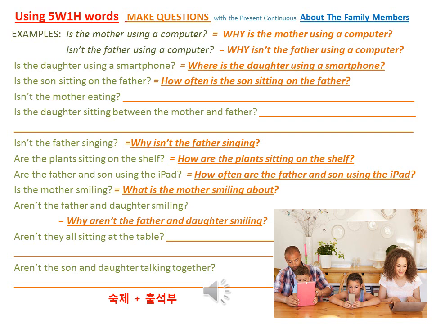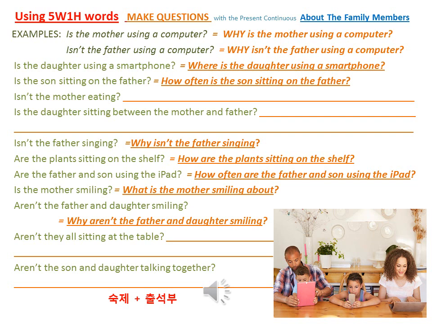Okay, again using 5W1H. Yes and no answers are not allowed. Okay? But am, is, are, start the question. Yes. No. Okay? Isn't the mother eating? Where? Why? When? How often? Okay, what? Is the daughter sitting between? How often? Why? Where? I don't know. Isn't the father singing? Why isn't he singing?